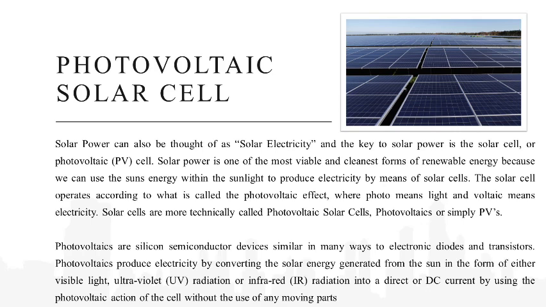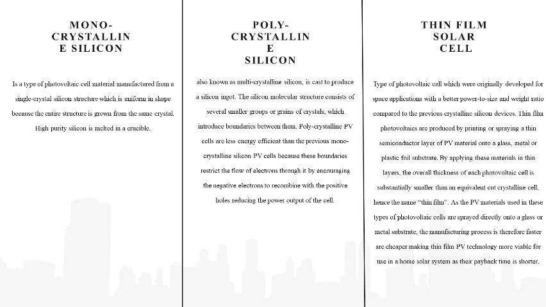Photovoltaics produce electricity by converting the solar energy generated from the sun in the form of either visible light, ultraviolet radiation, or infrared radiation into a direct or DC current by using the photovoltaic action of the cell without the use of any moving parts. Next is the types of photovoltaic cells.